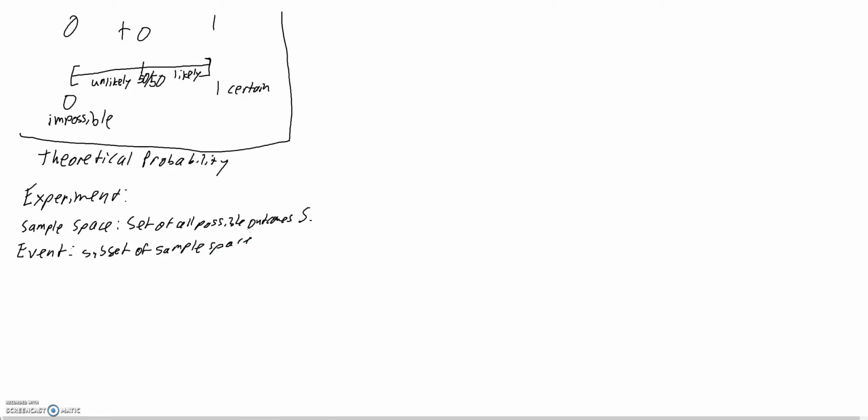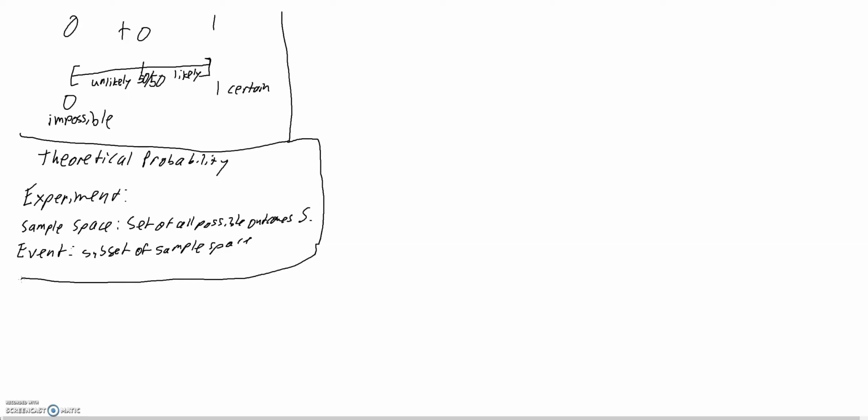Now, one thing to note is that the probability of something in our sample space occurring is 1. Because if we think about it, what's the probability that something happens out of all possible options? Well, the answer is 1. We're guaranteed that something is going to happen within our range of possibilities whenever we look at theoretical probability.